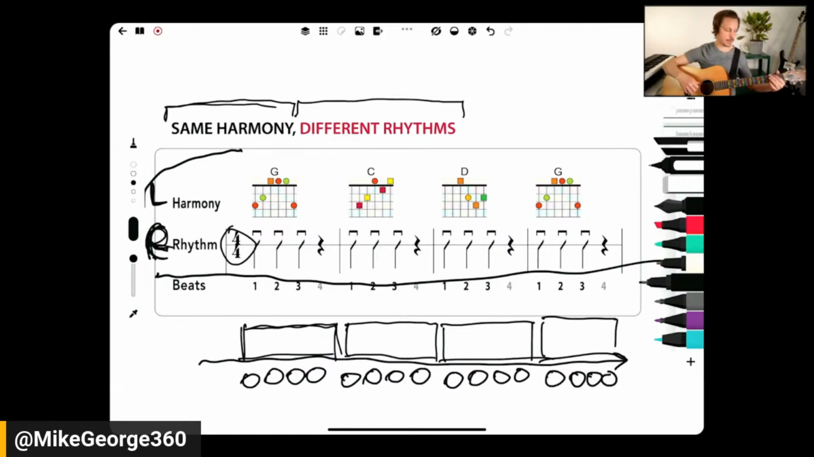So we've done G, C, D, and G, and we've done the rhythm of 1, 2, 3, rest. Now let's put them together. So we have G, rest, C, rest, D, rest, G, rest, and then we'll play it again. G, rest, C, rest, D, rest, G.